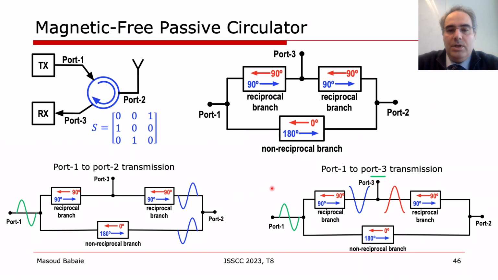However, the situation is entirely different for port 1 to port 3 transmission. In the clockwise direction, the transmitter signal experiences 90 degree phase shift, while in the counterclockwise direction, it experiences 270 degree phase shift. Consequently, the two received signals at port 3 are out of phase and cancel each other. As a result, S31 is ideally 0.